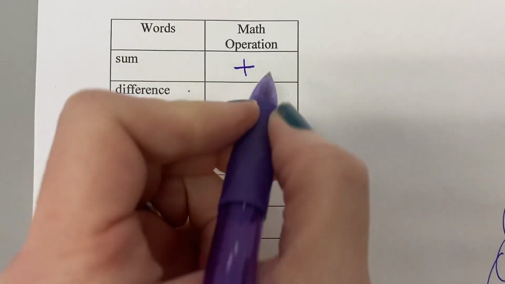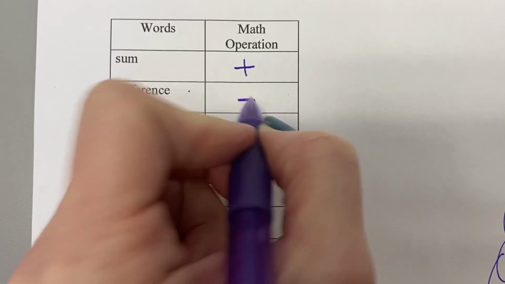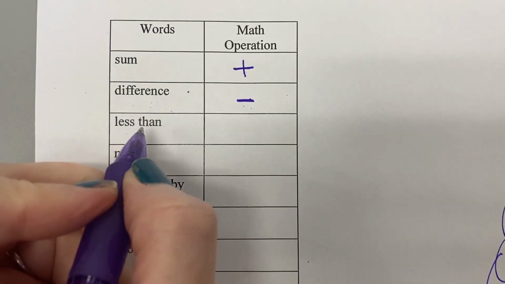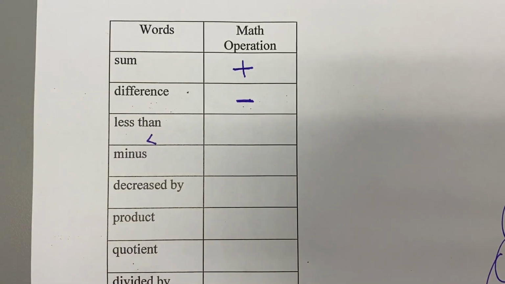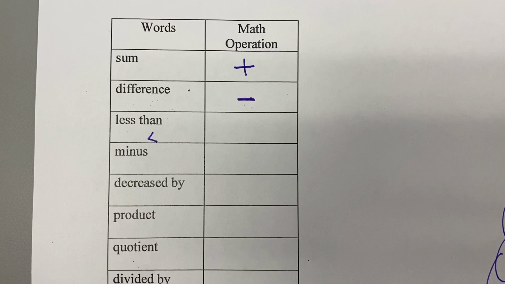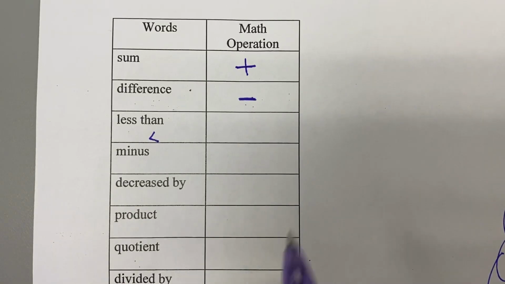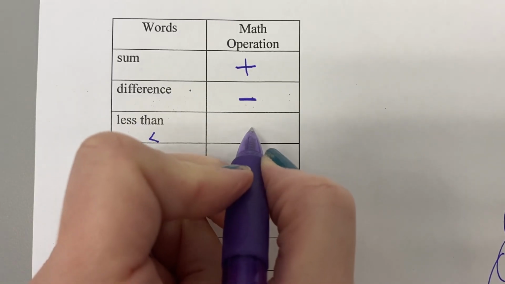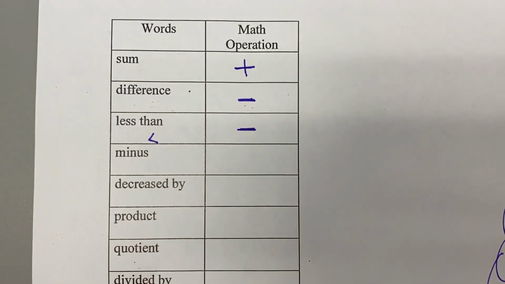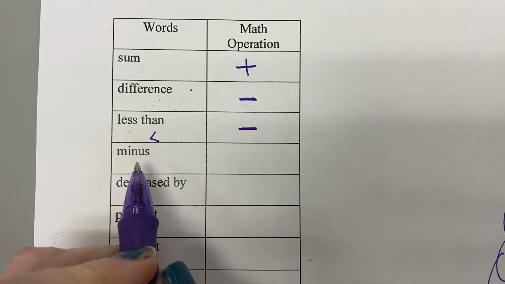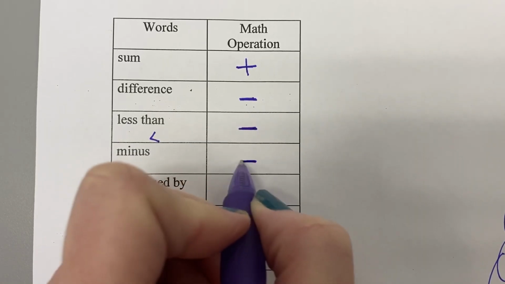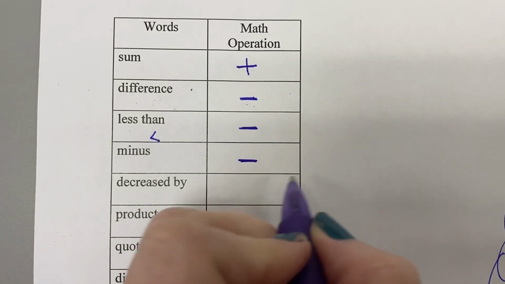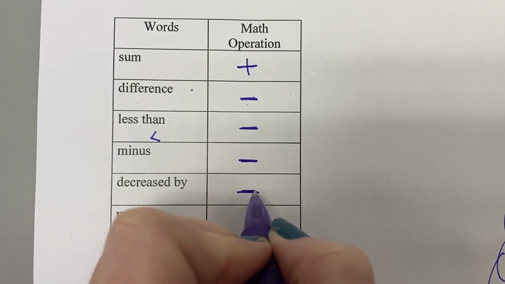Difference means subtraction. Less than. Now, don't think of this as the less than of the less than greater than inequalities. The actual math operation, when one thing is less than another thing, is going to be subtraction. Minus, of course, is also subtraction. Decreased by also indicates subtraction.